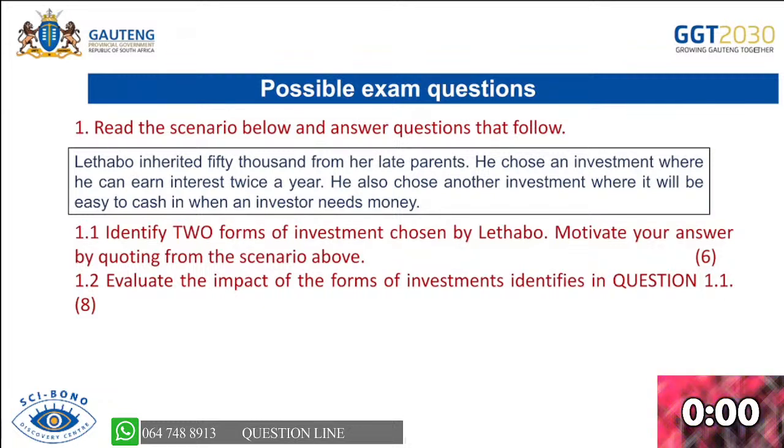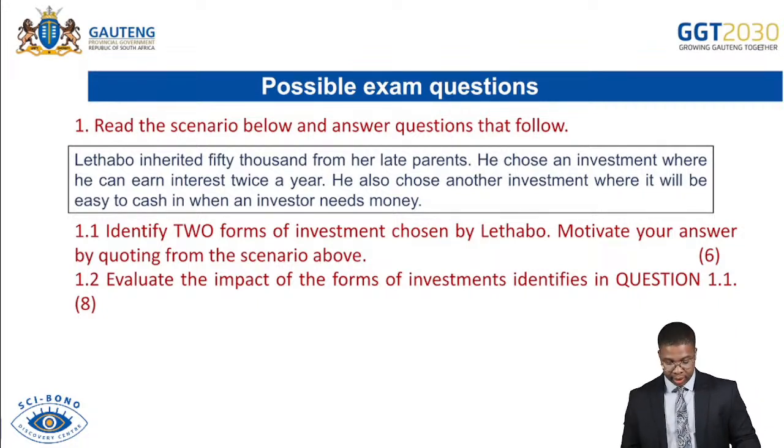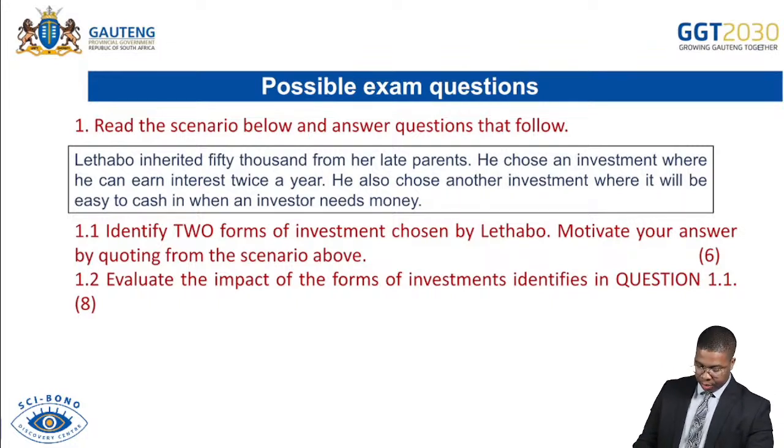Welcome back. Now we proceed with our typical activity on your forms of investment. Now, the instruction is very clear to you. Read the scenario below and answer questions that follow. Letabo inherited 50,000 from her late parents, and he chose an investment where he can earn interest twice a year. He also chose another investment where it will be easy to cash in when an investor needs money.